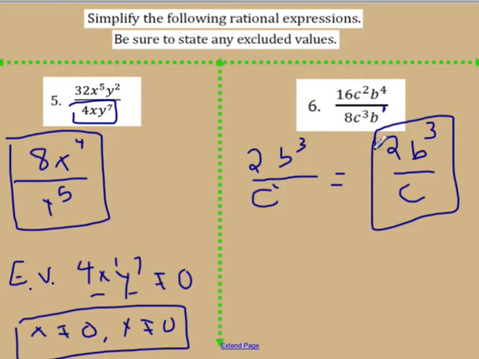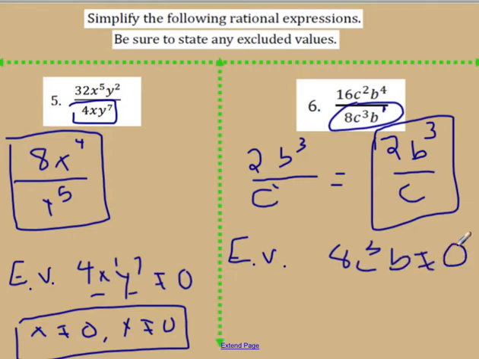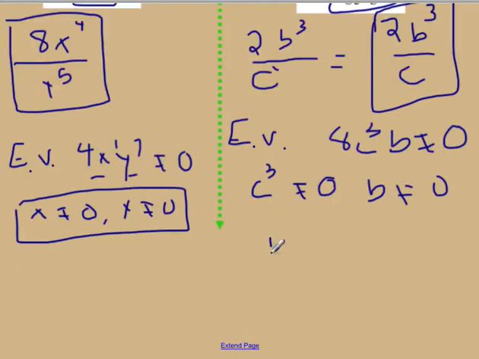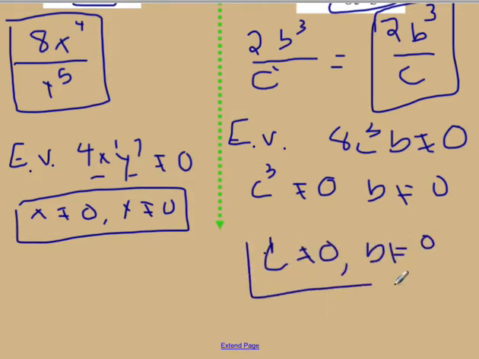The extra step now is calculating out that excluded value. Now remember that the excluded value calculation has to come from up there. So we have 8c cubed b is not equal to 0. So c cubed is not equal to 0, and b is not equal to 0. Well, the only way c cubed is going to be equal to 0 is if c is equal to 0. So my excluded values are that c is not equal to 0 and that b is not equal to 0. And that's your answer for number 6.